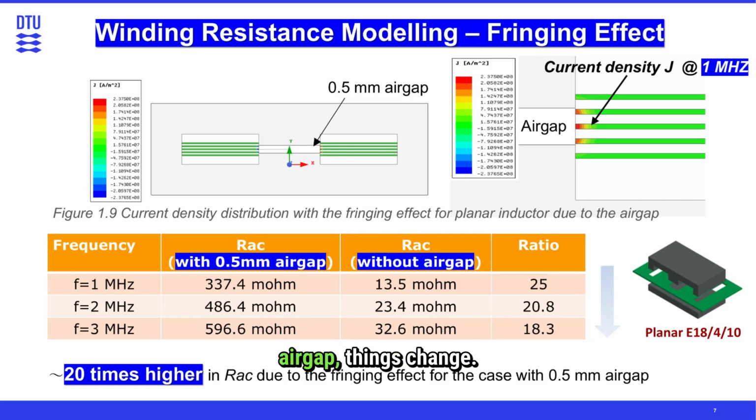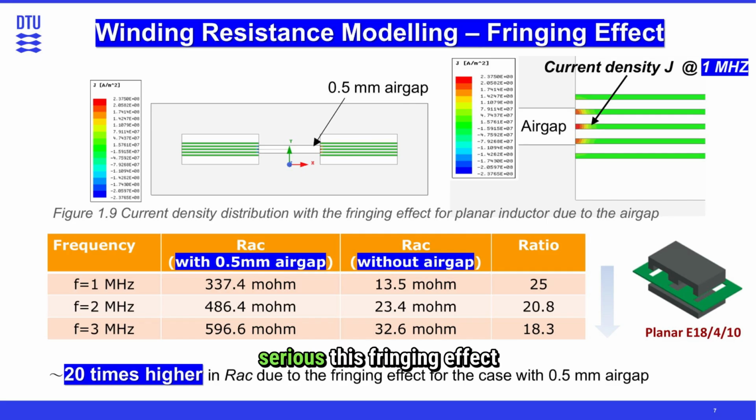But when there's an air gap, things change. The fringing flux around that gap causes the current to behave differently. It actually starts bunching up more along the edges of the conductors. This is the current trying to cancel out the local fringing field.